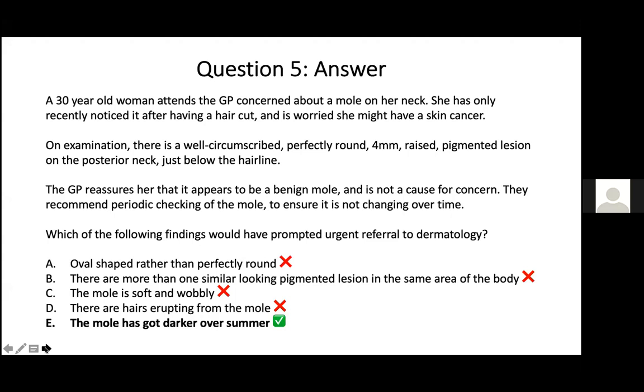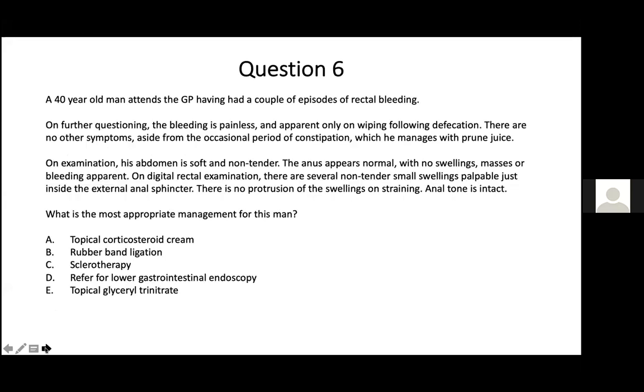So the correct answer here is E. The mole has got darker over summer, and that's hitting those criteria of C for colour and E for evolution. So that's a worrying mole. So moving on to the next question, I get another 60 seconds.